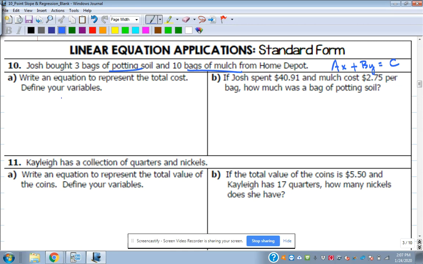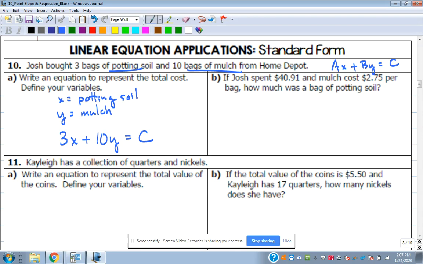So our variables are going to be those two objects. Potting soil and mulch are our X and Y. And the total is just going to be a C there in that place. So for us, 3 bags of potting soil plus 10 bags of mulch equals some total. We don't know what that total is until we get to the B part.